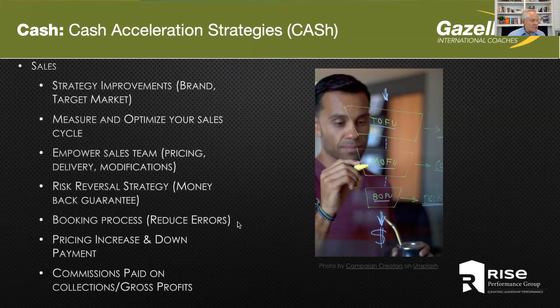Is your booking process, are there errors in there that are causing you to have to redo, reship, or delaying billing? Can you pass pricing increases on? Can you ask for down payments? This down payment has been a big driver for a lot of my clients this year. Do you pay commissions on revenue or do you pay on gross profit? If I'm paid on revenue and I pass along a 2% price increase, I take a 2% hit on my commissions, which is not a very big hit in the grand scheme of things.